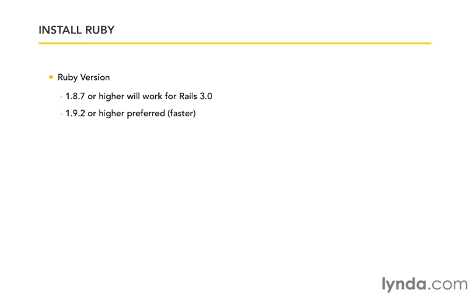In fact, Ruby 1.9.2 just came out about a month before Rails 3 came out. And 1.9.2 or higher is preferred, largely because it's faster. It's got a lot of feature improvements in there that allow it to be faster. But you want to make sure you don't use 1.9.1. And that's unlikely now that 1.9.2 is out and official. But just so you know, 1.9.1 did have a few bugs in it that caused problems when working with Rails.